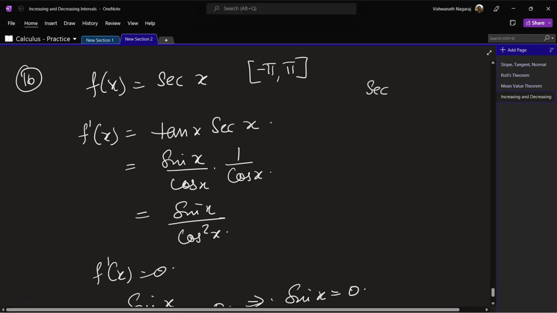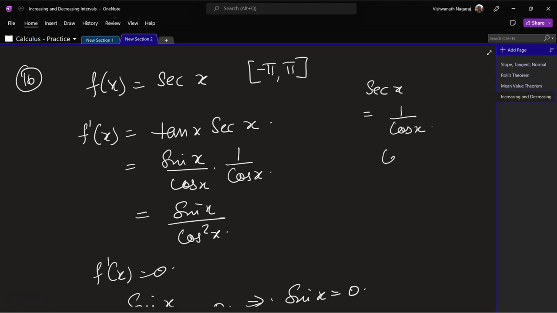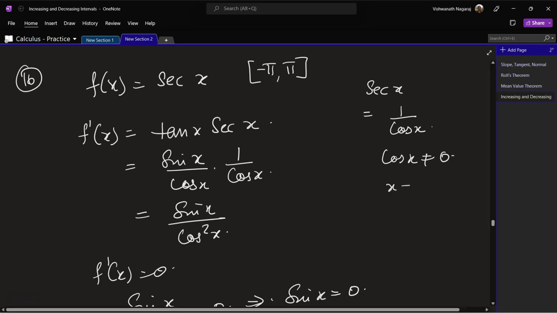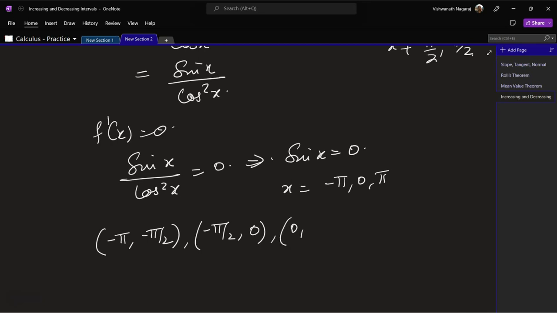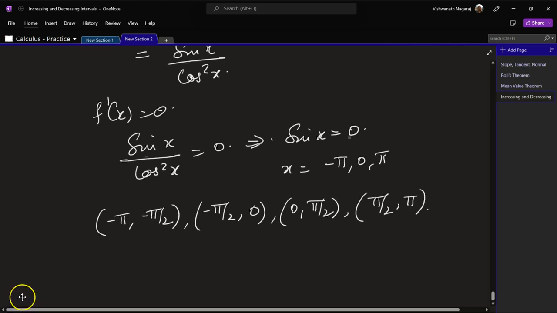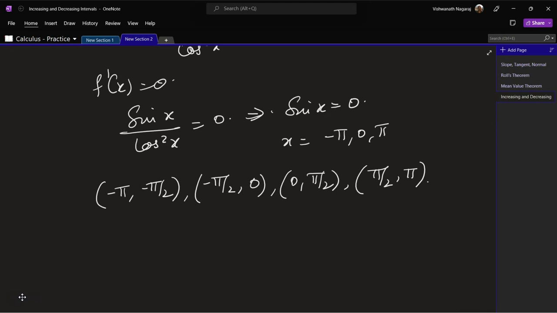Now another thing is sec x can be written as 1 by cos x, which means that the denominator can't be 0. That means cos x cannot be 0, which means x cannot be minus pi by 2 and pi by 2. Right? Apart from these two values, it is continuous everywhere. So the intervals are going to be minus pi to minus pi by 2, and then from minus pi by 2 to 0, from 0 to pi by 2, and from pi by 2 to pi. So let's very quickly figure out the nature.